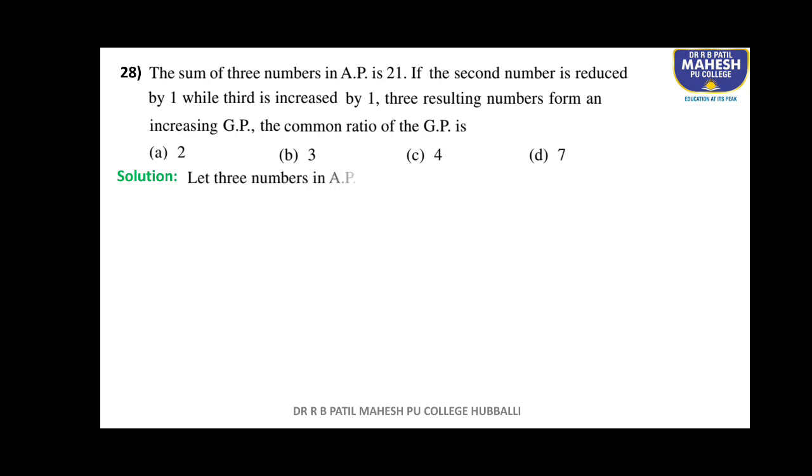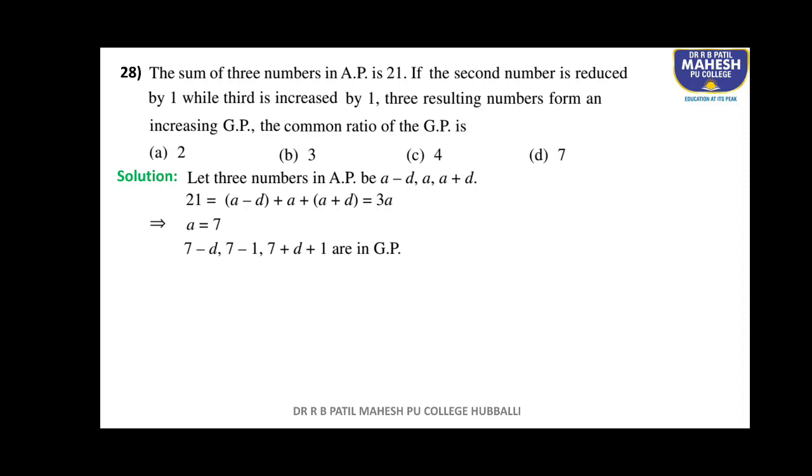Now consider three numbers in AP: a minus d, a, a plus d. And the sum is 21, which is a minus d plus a plus a plus d, equal to 3a. Therefore 21 is equal to 3a, which means a is equal to 7. Now using the condition that a is equal to 7, the first number a minus d is 7 minus d.